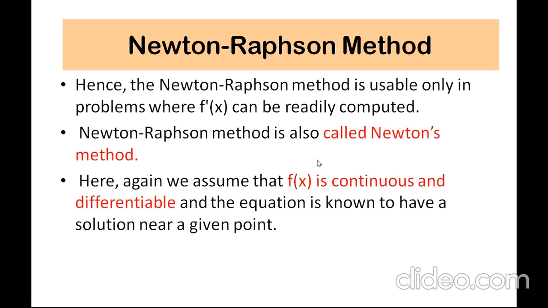The Newton-Raphson method is also known as Newton's method. Here again we have to assume f of x is continuous and differentiable, and the equation is known to have a solution near the given point. We have to assume the initial guess in such a way that it lies near the solution. That means we have to check the convergence condition so that we can get the answer easily.